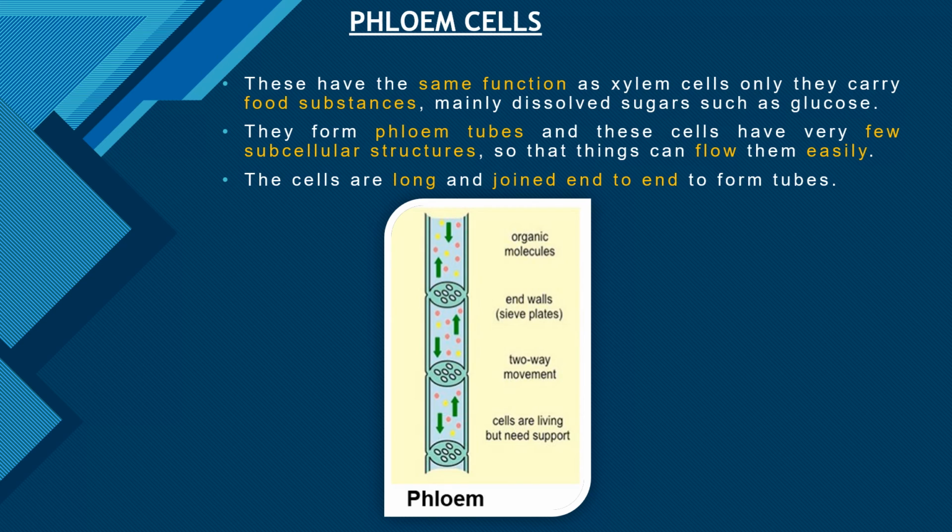Now let's look at this diagram. There are organic molecules, so remember this is food. The organic molecules are referring to the food substances. The end walls, we have the two-way movement, so this is known as translocation. However, we will look at that later on. And the cells are living but need support, so these are living cells. So just remember, phloem is living, xylem is dead.